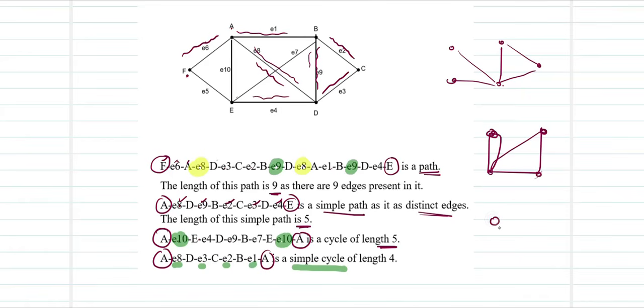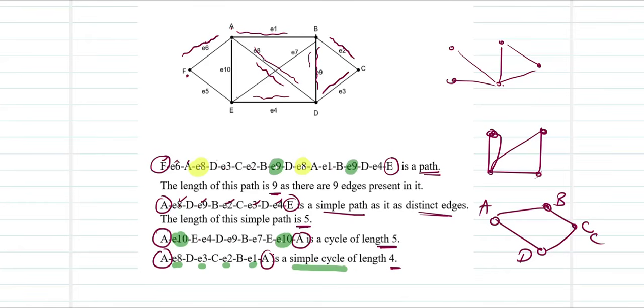Like you stay with A, you take your E8, you reach your D, you take your E3, you go to your C, you go along E2 and take your B, you take your E1 and then you reach back to your A. So A, D, C, B and back to A. Now you see that there is no repetition of edges, and this will now be referred to by the name simple cycle. And what is the length of this cycle? This is going to have 4 edges, and so the length is going to be 4.